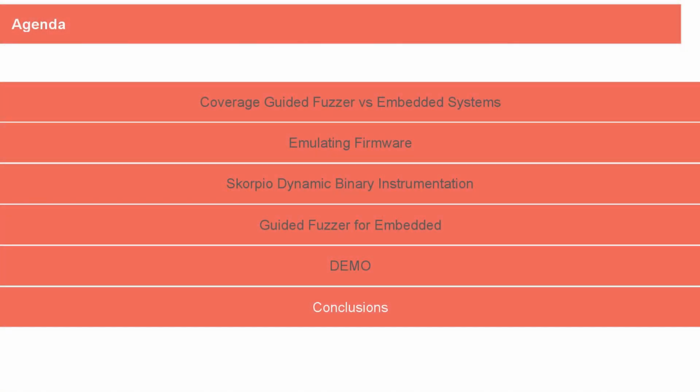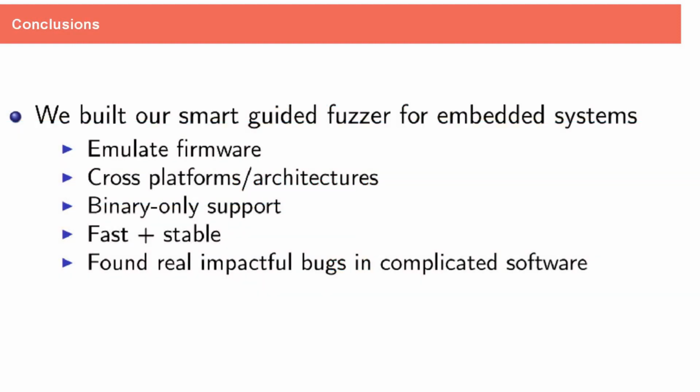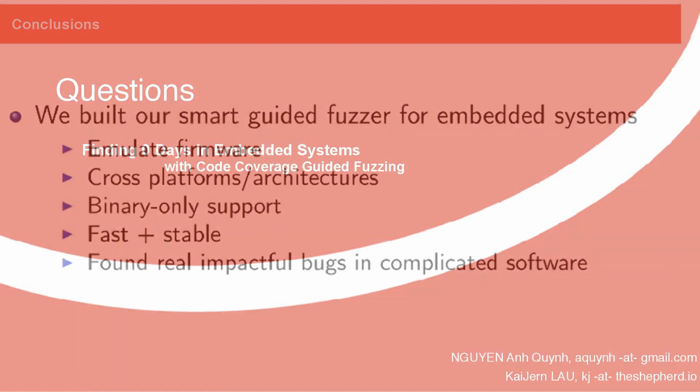Okay, conclusion. So we built our smart guided fuzzer for embedded systems. We did that by emulating the firmware first, and we built the fuzzer so it is really cross-platform, cross-architecture. We support binary-only targets. It's fast and stable. It found really impactful bugs in some real devices.